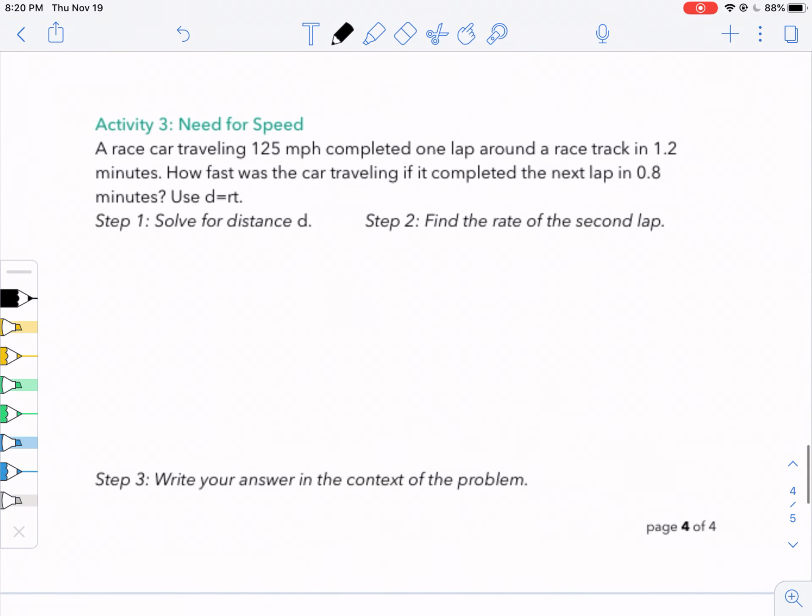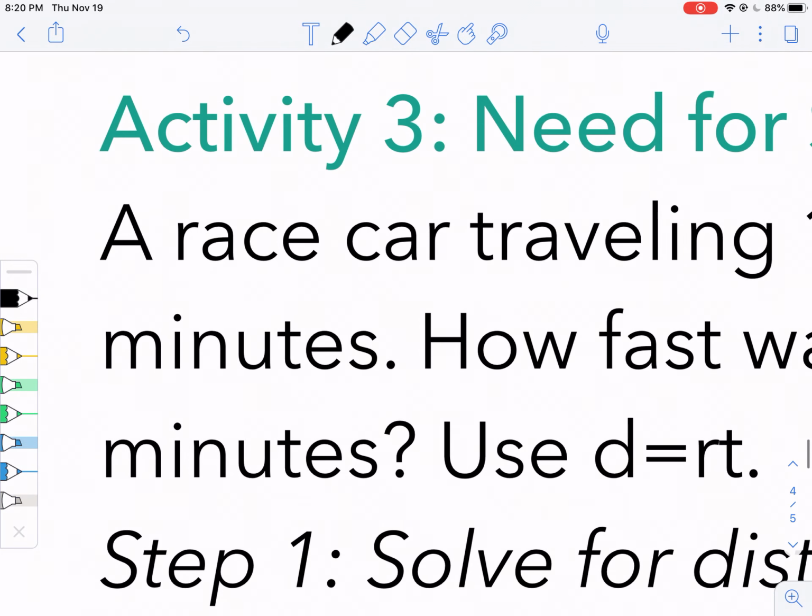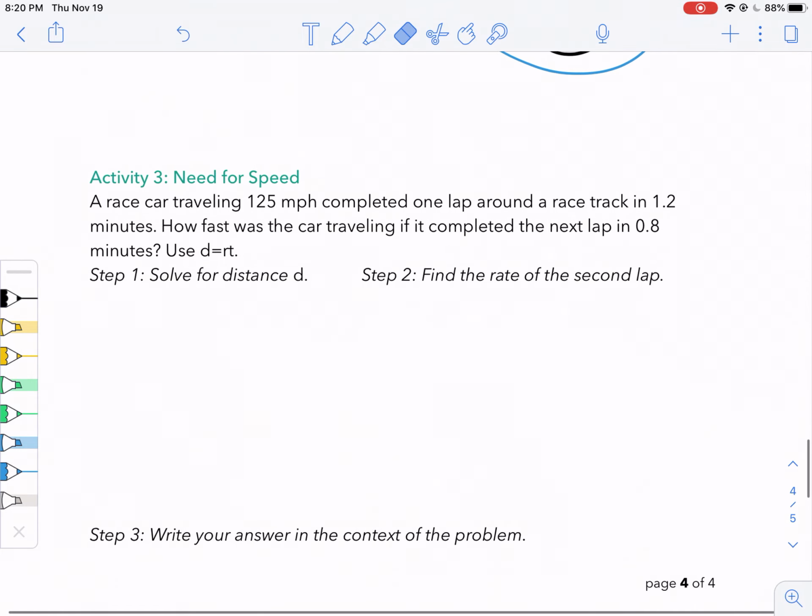Okay, one more problem. Let's say you have a race car, which is a palindrome, because R-A-C-E-C-A-R. So that's fun. Tell Mrs. Luffle. It's traveling 125 miles an hour, and it completed one lap around a racetrack in 1.2 minutes. How fast was the car traveling if it completed the next lap in 0.8 minutes?